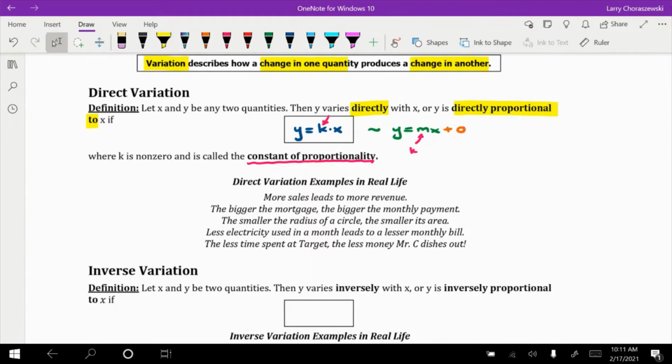So I have some real life examples here. The very last one is a sad fact about Mr. C's life. Anyway, more sales leading to more revenue. Okay, revenue is the money that's brought in by doing a sale. And of course, the more sales you have, the more revenue or more money that's brought in. So essentially, an increase in sales leads to an increase in revenue.